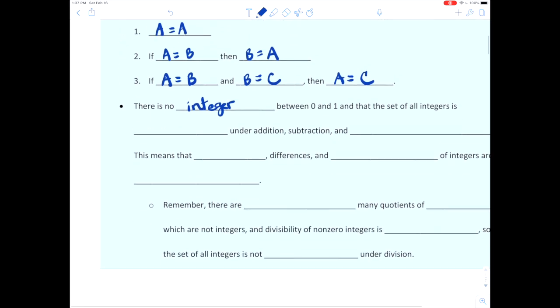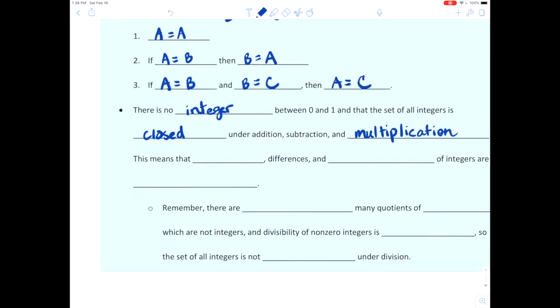between 0 and 1, and the set of integers is closed under addition, subtraction, and multiplication. So closure just means that you perform the operation with 2 members of the set and you get a member of the set for your result. You use this a lot in linear algebra, so if you haven't had linear yet, pay attention to this. This means that sums, differences, and products of integers give you another integer.